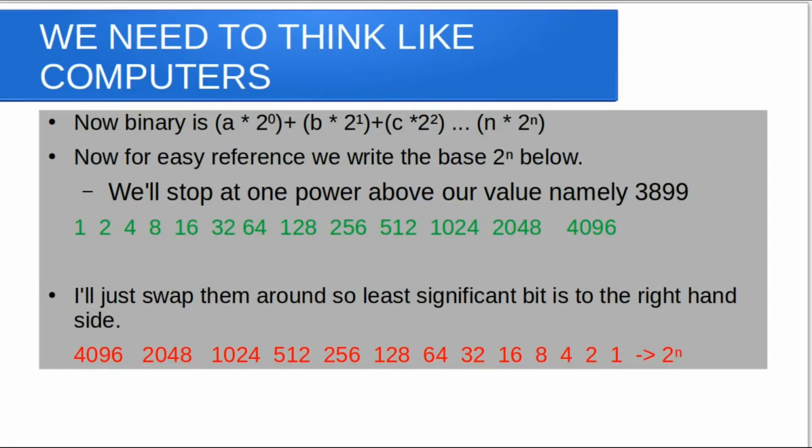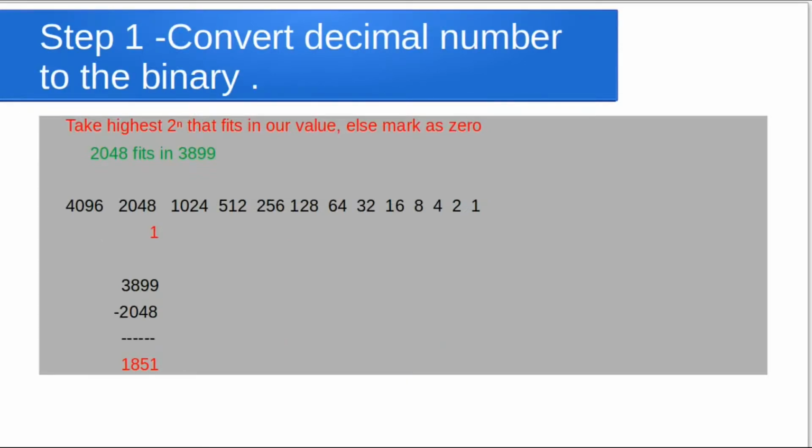Okay. What I'll do is I'll swap them around. So the least significant bit is to the right hand, like you write any number system. So I've just turned it around here, as you can see, so that the smallest bit is that side, and as we move this way it gets bigger and larger, in other words. Okay, so the rule is we take the highest power of 2 that fits in our value. If it doesn't fit, we mark that value with a 0.